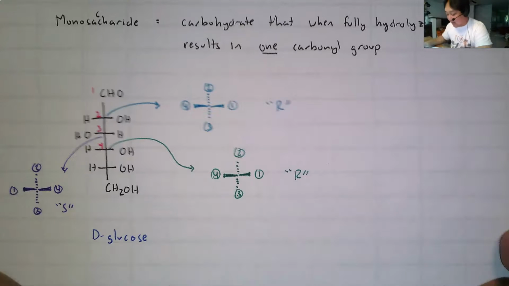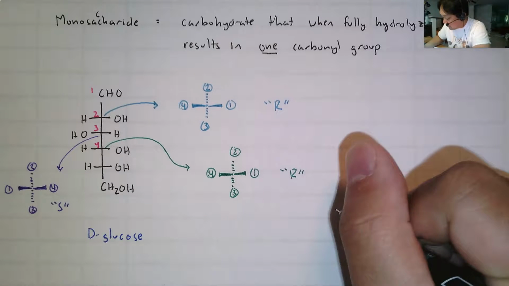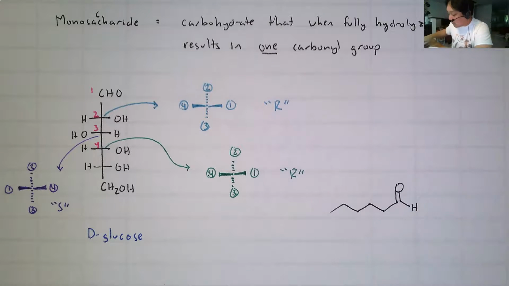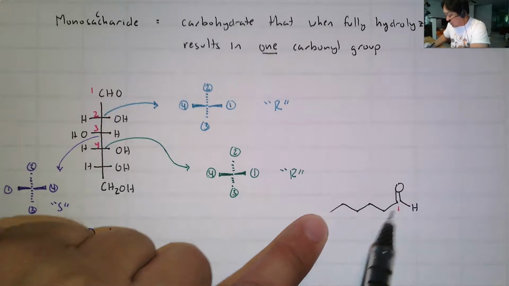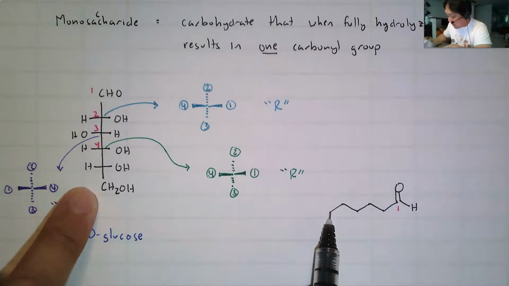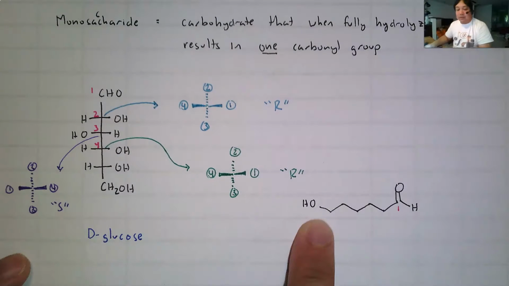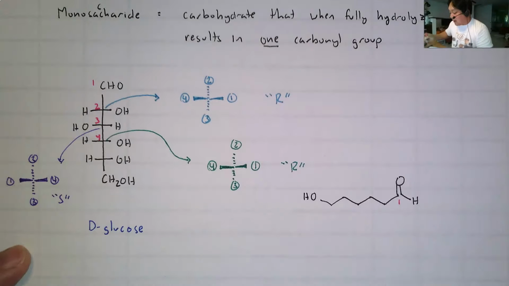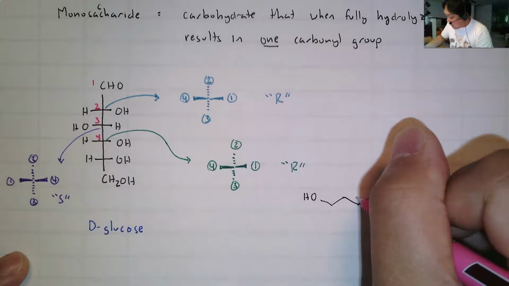Popular question that I like to ask is, okay, that's Fischer, but what if we draw just a plain wedge dash drawing with 6 carbons? Here's your aldehyde. That's carbon number 1. But we have these other carbons that are chiral that have OHs, and then 1, 2, 3, 4, 5, 6. Off of the 6th carbon, we have an OH. The last carbon is not chiral, so it doesn't matter how you draw the OH, up or down, left or right. Just don't put any wedges and dashes. What we do have to worry about is carbon number 2, 3, 4.